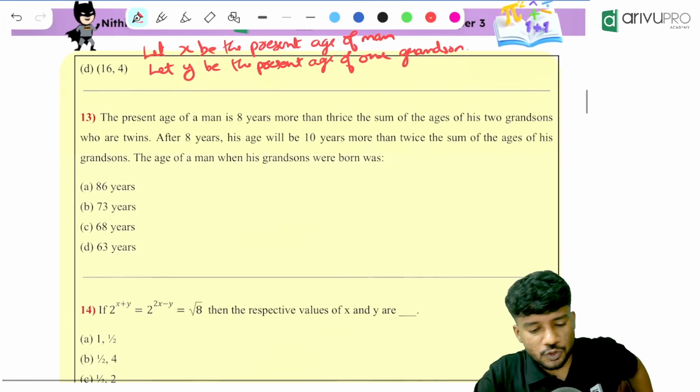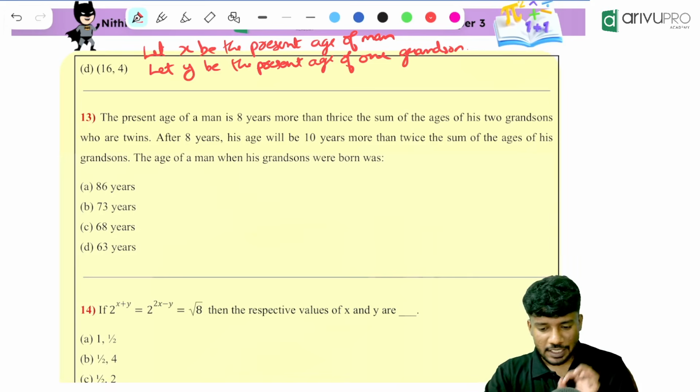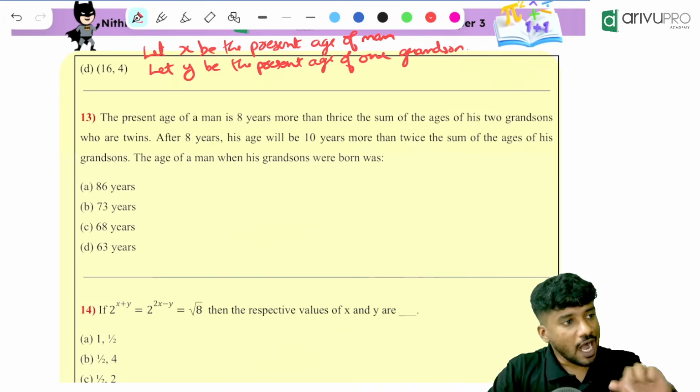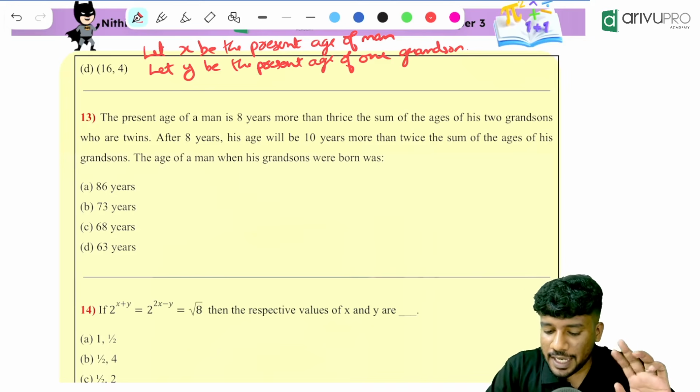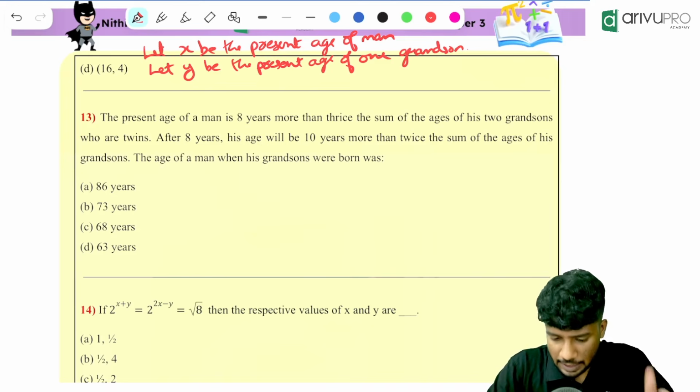Now, read the question again accordingly. The present age of the man is 8 years more than thrice the sum of the ages of the two grandsons who are twins. After 8 years, his age will be 10 years more than twice the sum of the ages of the grandsons.